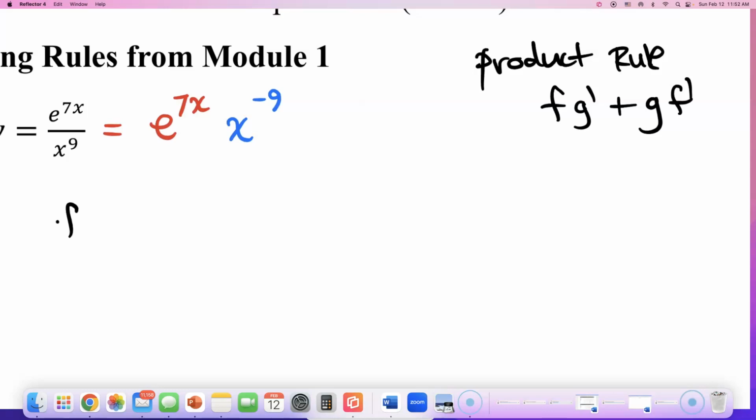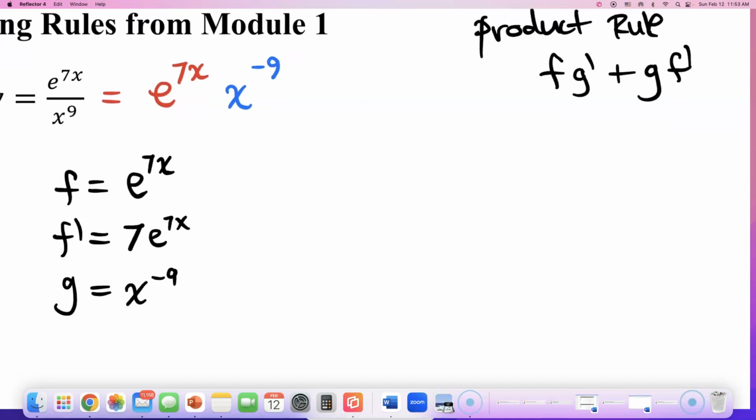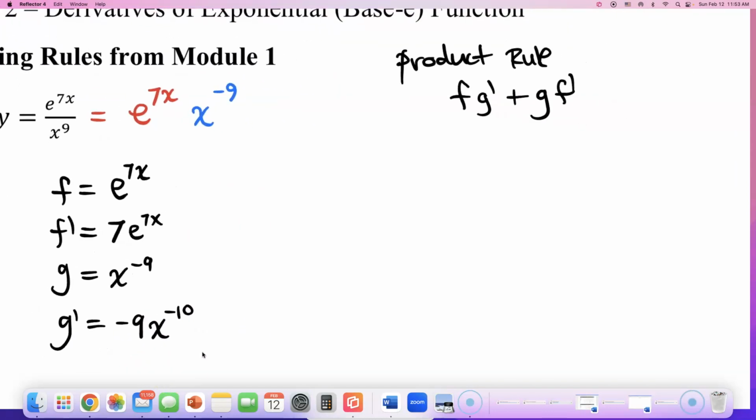So the first piece of the multiplication is that red e to the 7x. We learned that the derivative of e to the 7x is 7 times e to the 7x. Now, the g, the second piece of the multiplication, is x to the negative 9th power. The derivative of that is going to be negative 9 times x to the negative 10th power. Okay, we go down one on the exponent for these polynomial or power functions, not the exponential functions. All right, let's do the product rule.